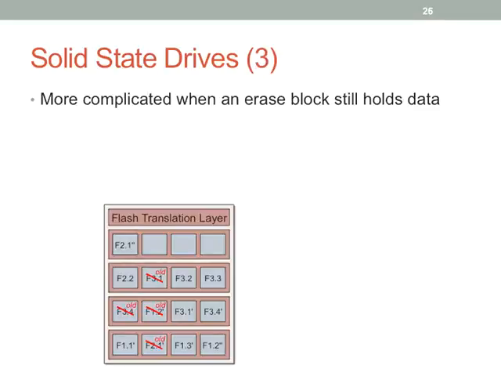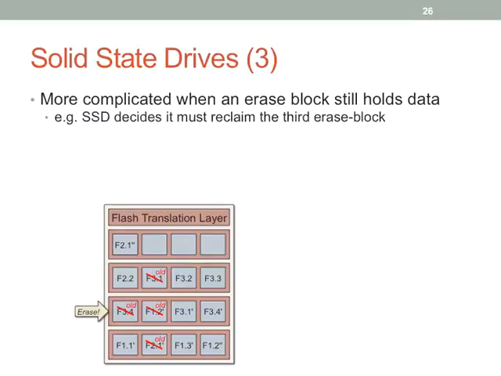But sometimes you have a situation like this where basically the solid-state drive is like, I need more cells. I'm getting scared. I need to start getting some space for writes. And there are no erase blocks that have only dead cells. So now we have to do something about it. Let's say that the solid-state drive decided that it wanted to reclaim the third erase block, but we still have data in there. So what can it do?